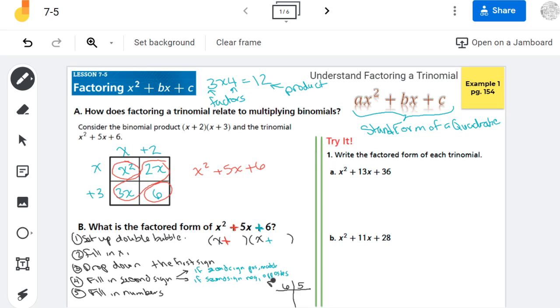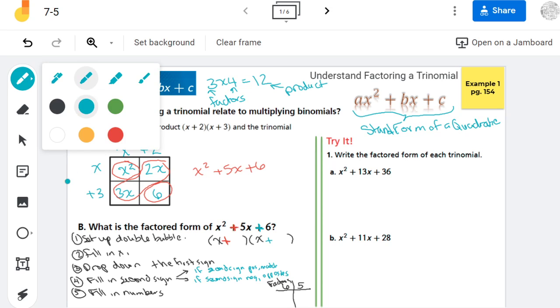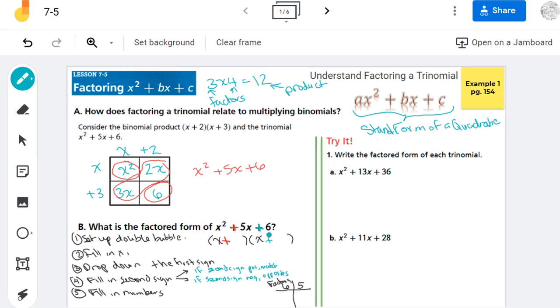So what I'm doing is I'm finding the factors of 6, and then I'm going back to that second sign, and I see that second sign's a plus. So I'm going to add to find what adds to 5. If that second sign had been a minus, I would have been subtracting here.